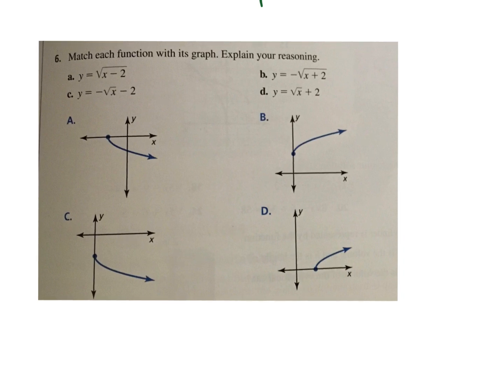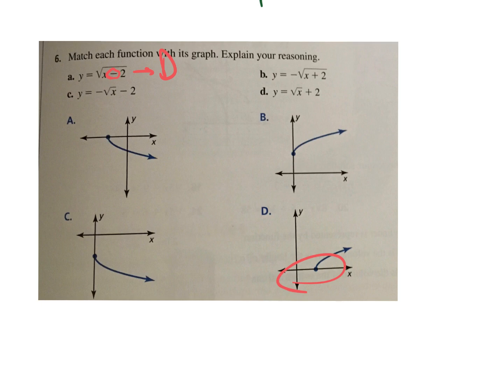Okay, so here we go. Let me choose a color that sticks out. All right, so let's do these one at a time. Little a says y equals the square root of x minus 2. Any plus or minus on the inside is left or right, opposite of the sign. So the opposite of minus 2 is right 2. So we're looking for the square root curve that's been moved 2 to the right. This is the only one that's been moved 2 to the right. So this one has to go along with capital D.